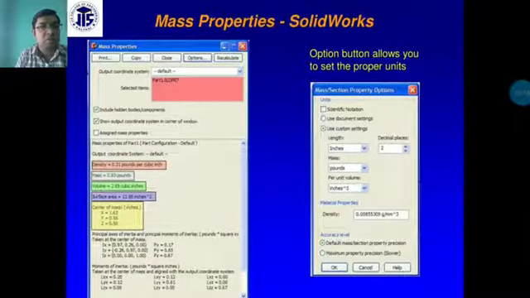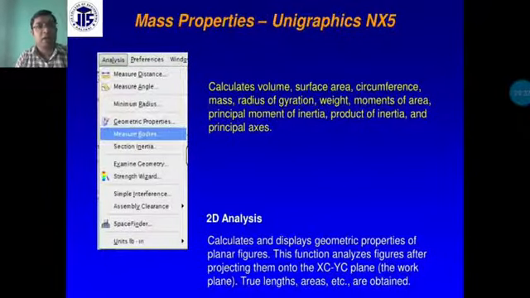The decimal points are also decoded, just like the different density given here. This program also requires option buttons, along with the set of proper units to be considered here. Another thing is the mass properties in Unigraphics NX5 given here.